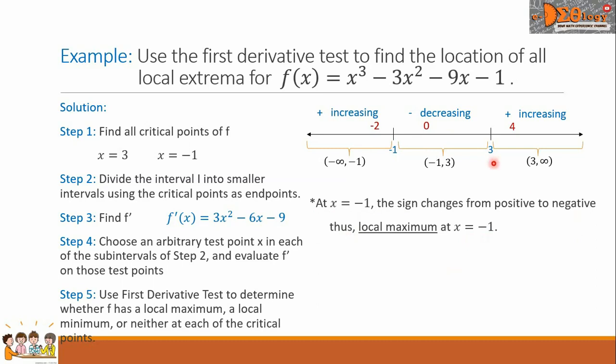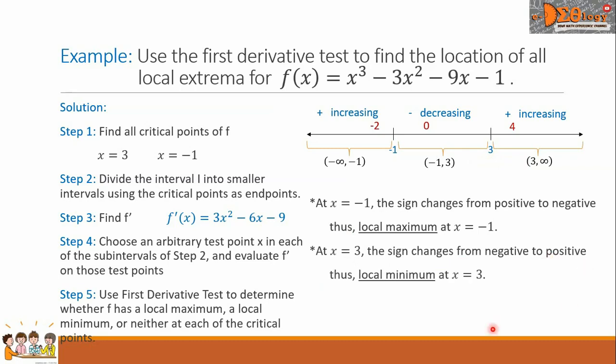Next, the other critical point is 3. Observing the sign of the derivative on the left and right of this critical point 3, we say that at x equals 3, the sign of the derivative changes from negative to positive. So we say that there is a local minimum at x equals 3.